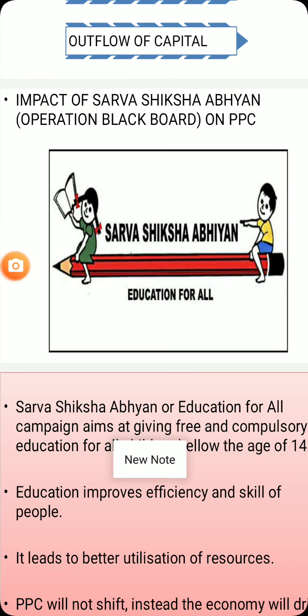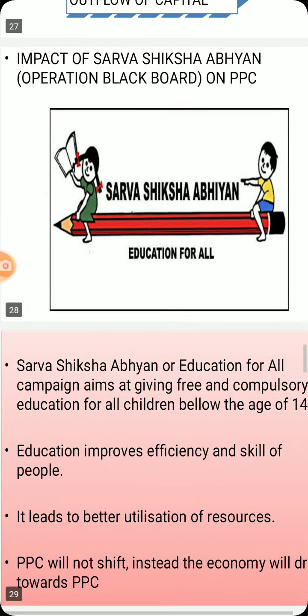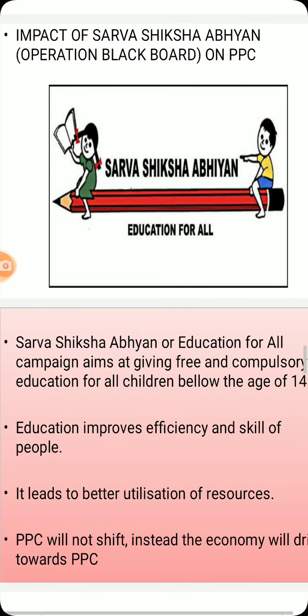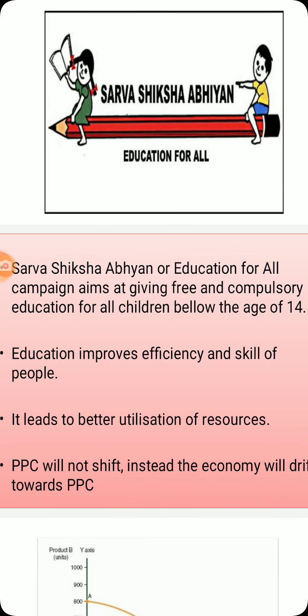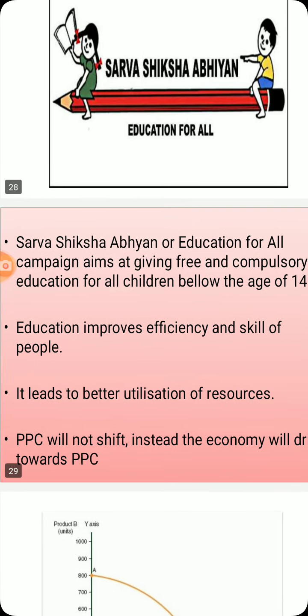You can undergo the following conditions. What are the impacts of various situations on the production possibility curve? These are real life situations only. The first one is the impact of Sarv Shiksha Abhiyan and Operation Blackboard on the PPC. So what is Sarv Shiksha Abhiyan? It meant education for all. It was launched by the Prime Minister. It aims at giving free and compulsory education for children below the age of 14 years. There might be some spelling mistakes, so you can ignore those.